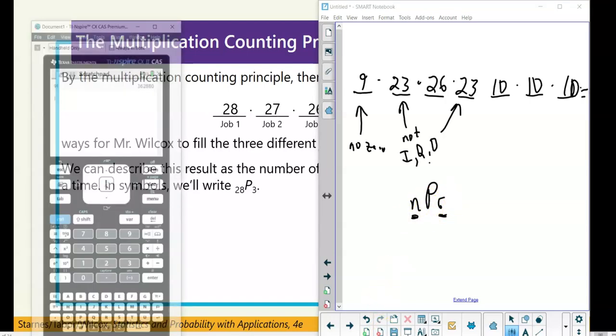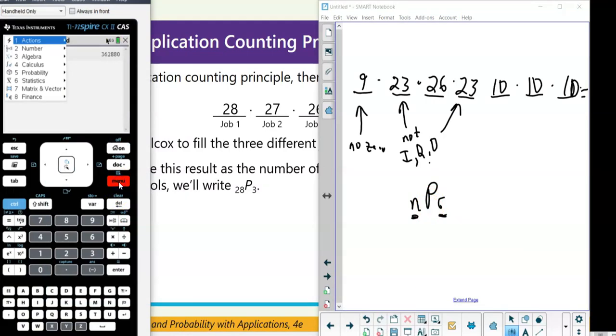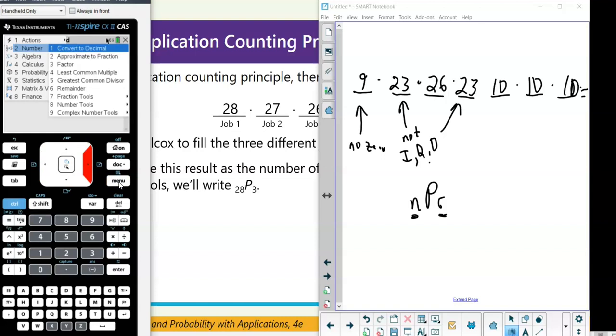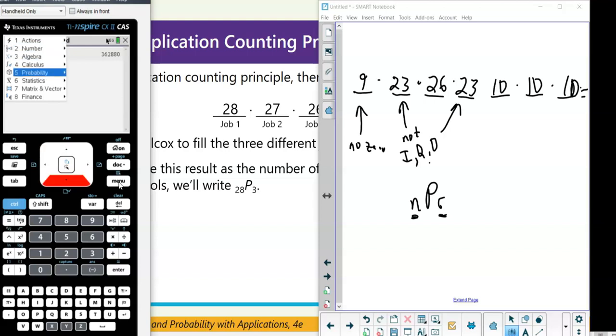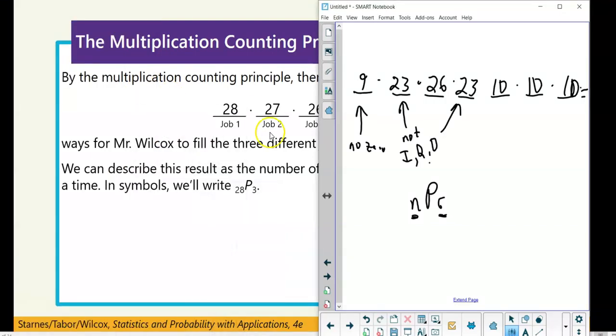So let's get there. If you go to menu, algebra, maybe number, let's see, number tools. Wait, what am I trying to do? Sorry. Probability, that's where it's at. It is a permutation. There it is. So menu 5.2, sorry, it took me a while. Menu 5.2 is permutations. If I type in 28, 3 there, it should give me the answer, 19,656. Let's see what the answer was.